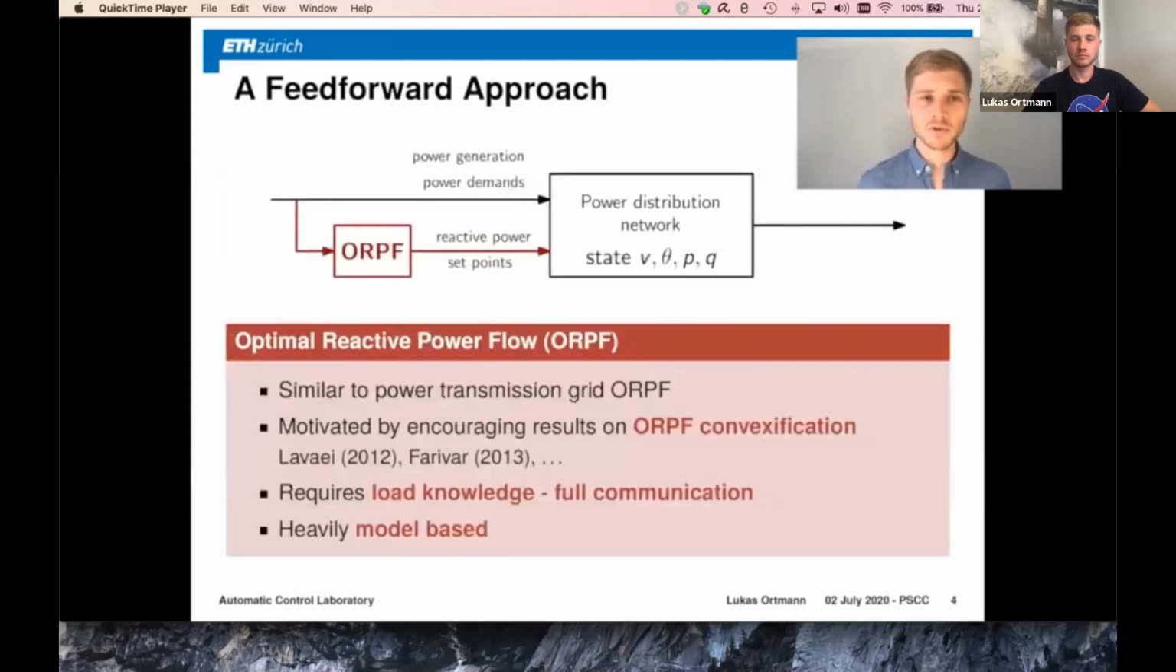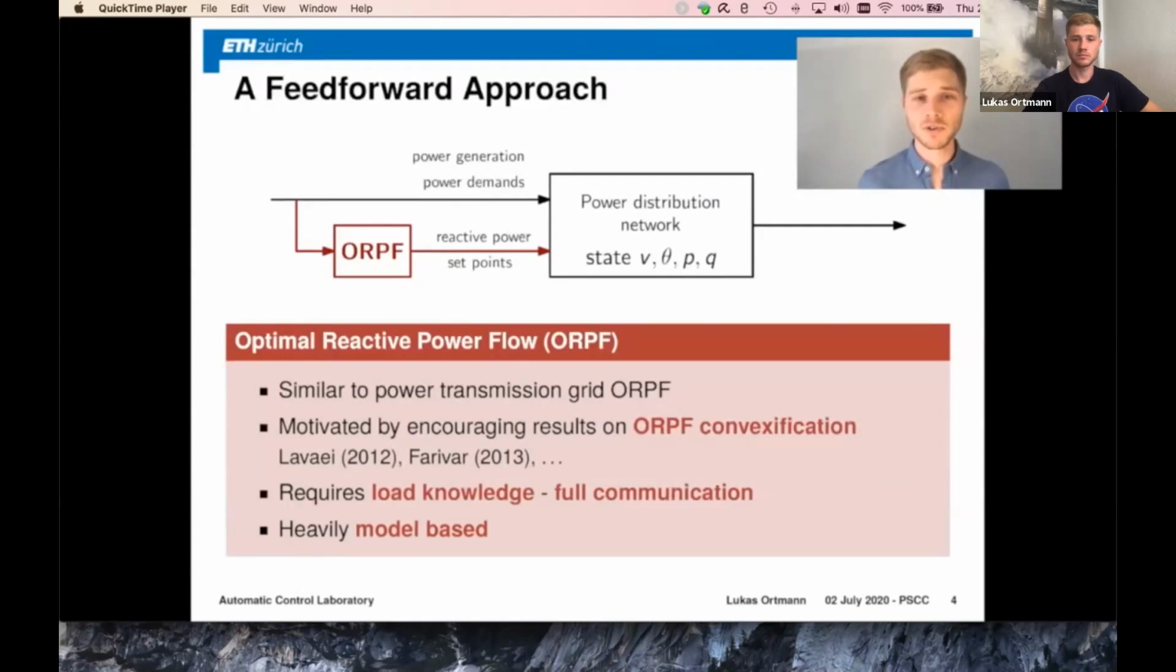There is another approach, and that is a feedforward approach. Imagine you can measure everything on the distribution grid, and also you have a really good model of this distribution grid. Then you could use this model and all the measurements that you have about this, and solve an optimal reactive power flow problem. And then the result of this optimal reactive power flow problem would be the reactive power set points that you should send to the inverters.